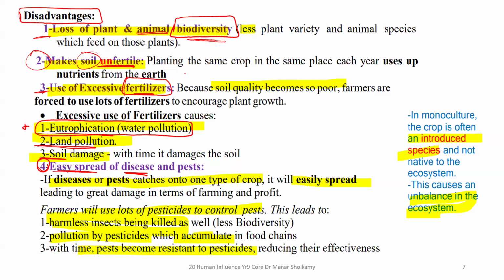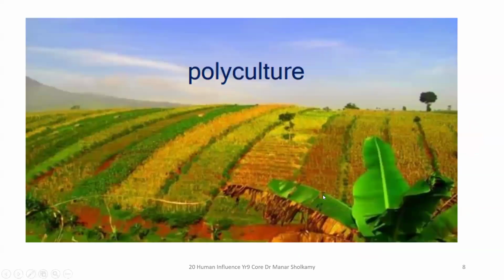You will have to use lots of pesticides to control the spread of insects or pests. And pesticides also, they have lots of disadvantages. They kill good insects and bad insects. So this is also going to reduce biodiversity. And pesticides or any chemical, fertilizer, pesticide, herbicide, it all causes one type of pollution. It will cause pollution, and this pollution will accumulate in a food chain. Just be patient. We will talk about bioaccumulation. Okay, so I hope monoculture is clear.